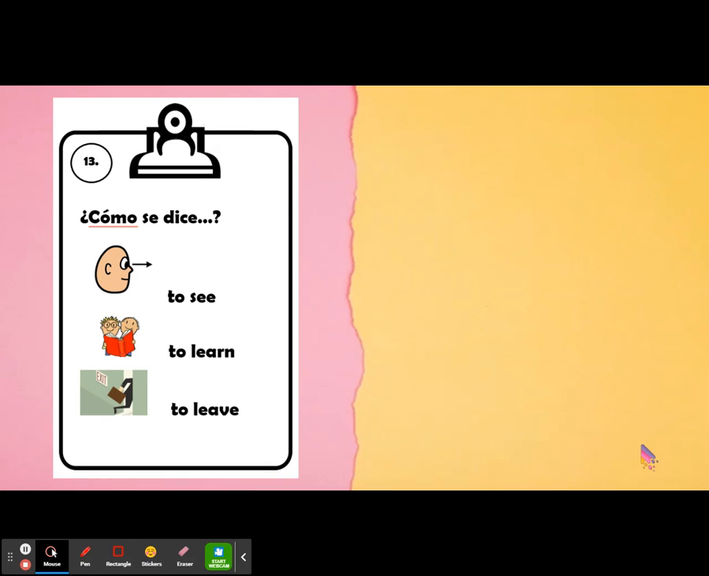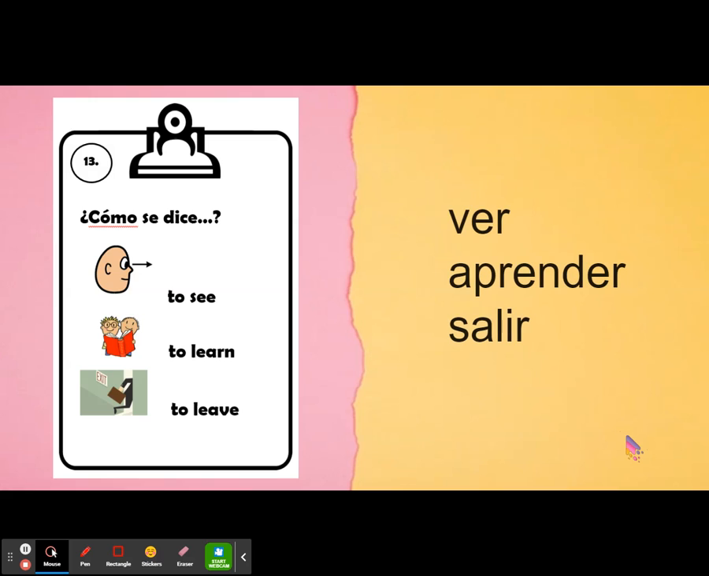Number 13, ¿cómo se dice? So write down on your paper, how do you say to see, to learn, and to leave? And you should have chosen ver, aprender, and salir. Salir, excuse me. And again, these are all on our vocab this unit.